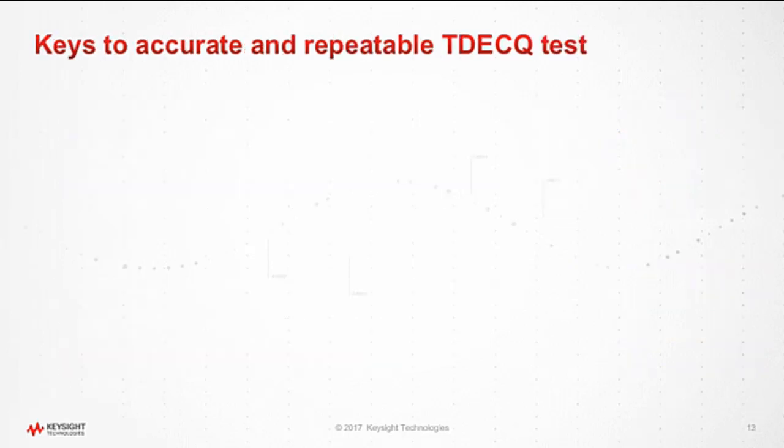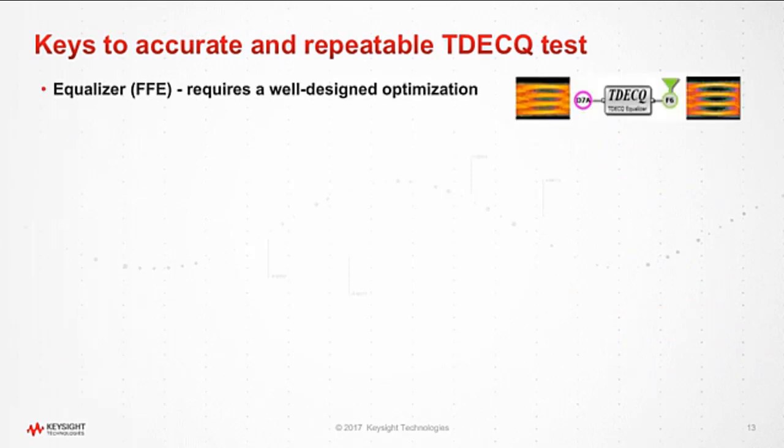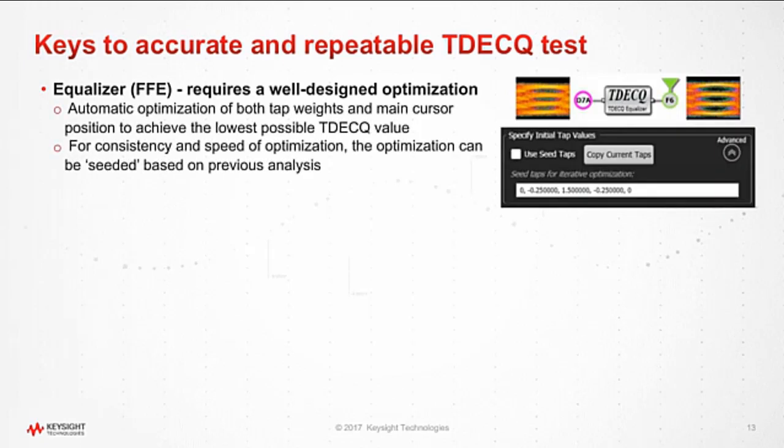Another key to accurate, repeatable TDECQ measurement capability is to ensure that you're using a very well-designed equalizer, your TDECQ equalizer. So you want to have automatic optimization of both tap weights and the main cursor in order to minimize that TDECQ value. And you'd also like, especially for speed purposes, to be able to, once you've determined what your tap values are, to be able to seed your TDECQ equalizer in order to speed the analysis, because right now it's an iterative approach, and it can be fairly time consuming. So if you can shorten that test time, especially in manufacturing, by seeding your TDECQ, that will really help your analysis time.